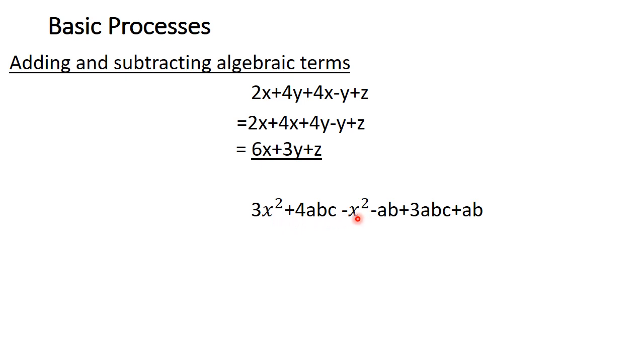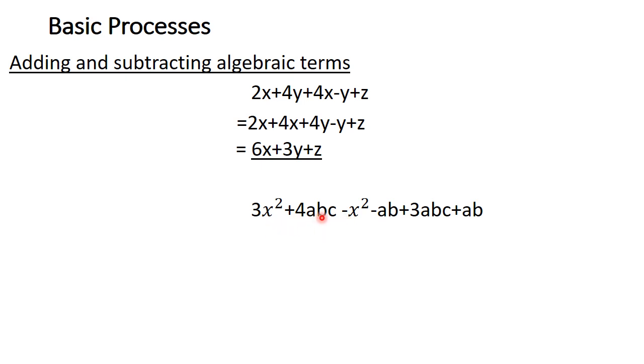Again, people who prepare questions can be tricky. They can just put x here. If it's x and this is x squared, they are not like terms. They should have the same power if they are like terms. So 3x squared minus x squared are like terms because this is x squared and this is x squared. So we will put these together.